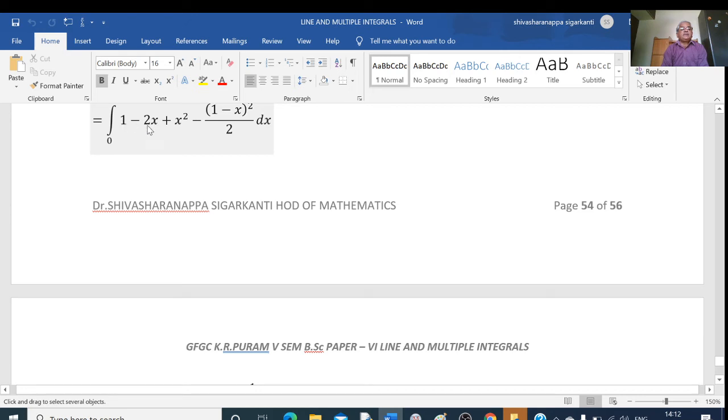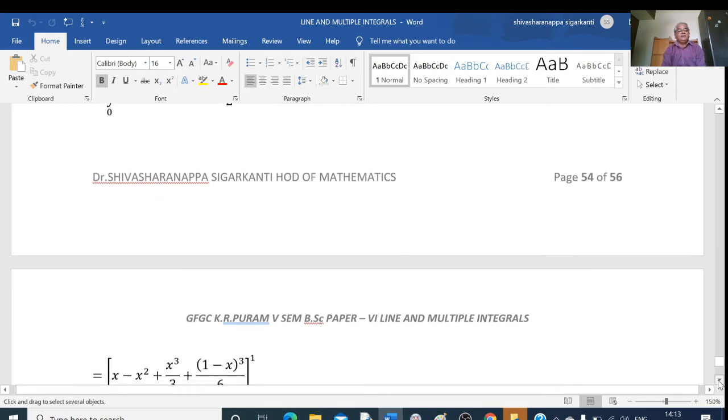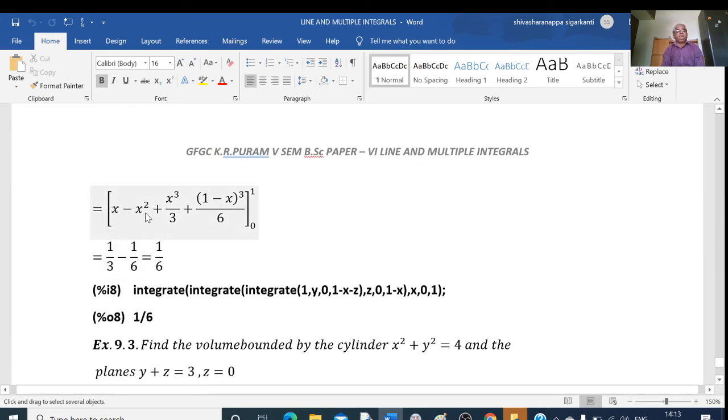So x minus x square, plus the integration of x square is x cube by 3, minus the integration of this is (1 minus x) whole cube divided by minus 3, because the coefficient of x is minus 1 here. Minus into minus becomes plus, and 2 into 3 becomes 6. So that is x minus x square plus x cube by 3 plus (1 minus x) whole cube divided by 6 is the integration, and this is between 0 and 1.